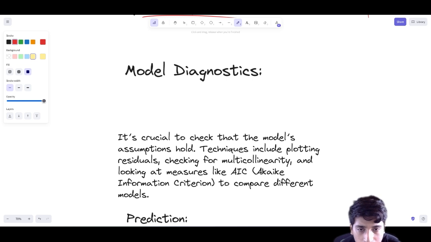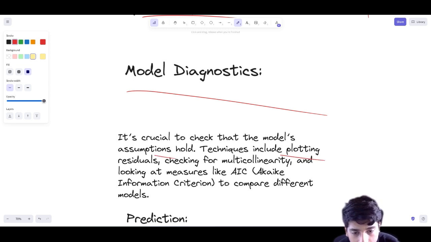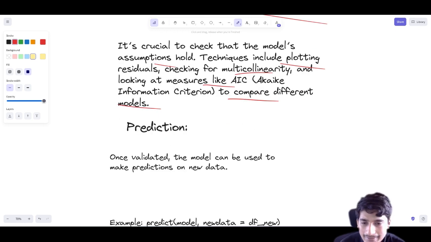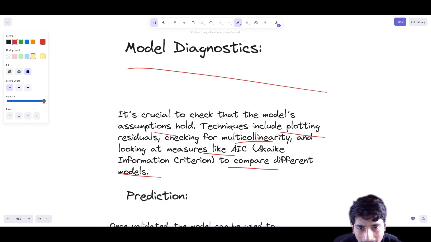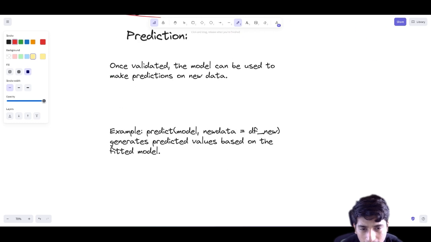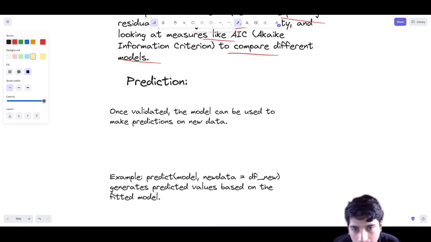Once we have looked at the model fitting, we look at the model diagnostics, to see whether the model is fitted correctly or not. It's crucial to check that model assumptions hold. So we plot all the data variables, and we check other criteria like AIC to compare different models and their values. Once everything is validated, you don't need to worry much about model diagnostics, because very few people do that, and it basically compares doing the whole thing again but with different models.